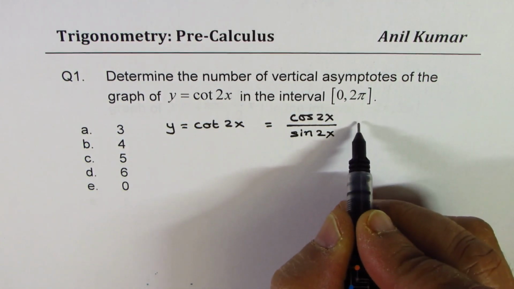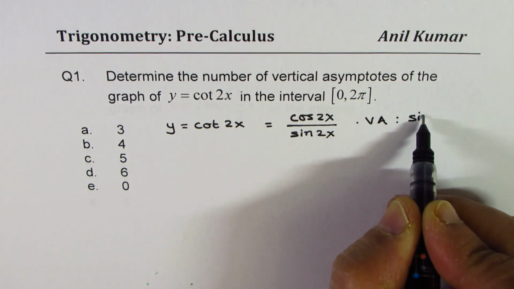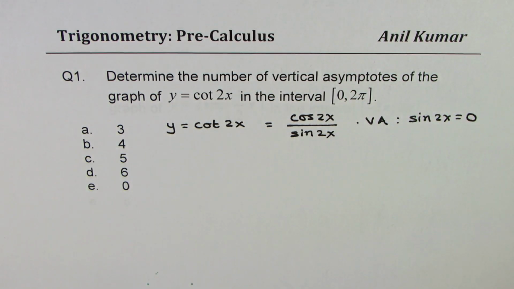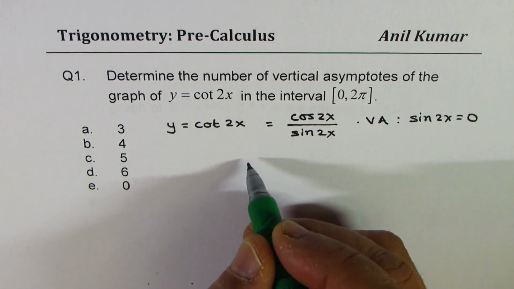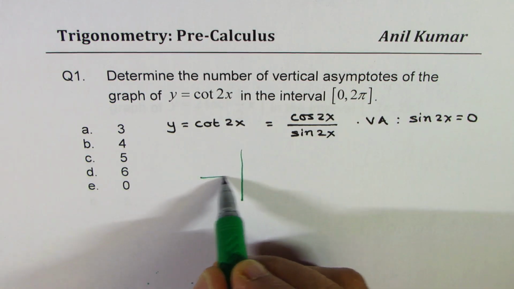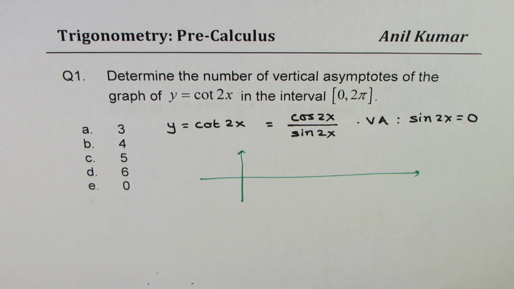So vertical asymptote means that sine 2x equals 0, right? Those are the points we are looking for. So it's a good idea to sketch the sine function and find the answer, right? If I just analyze the sine function, I'm able to get the result, correct?